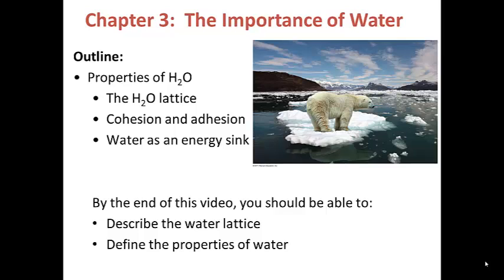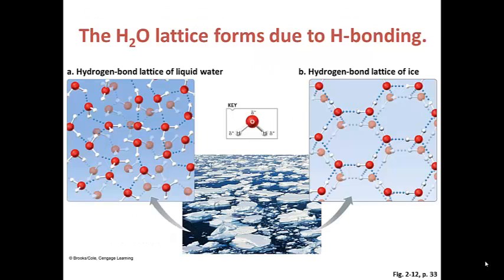properties of water. So shown here are two images showing the water lattice. On the left we see the water lattice in its liquid water form, while on the right we see the water lattice in ice form. And you'll notice that these are very different, but in both cases the water lattice is made up of water molecules that associate with one another via hydrogen bonds.